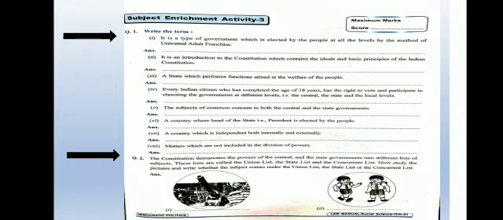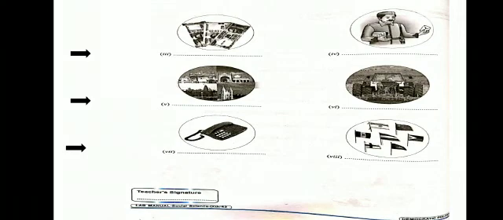Then come to the next page. The next page is also the continuation part of question number 2. Here also, as we can see, 6 pictures are here and you all have to write down only the right answer word in the given space, whether these pictures or the subject come under the union list, the state list or the concurrent list.